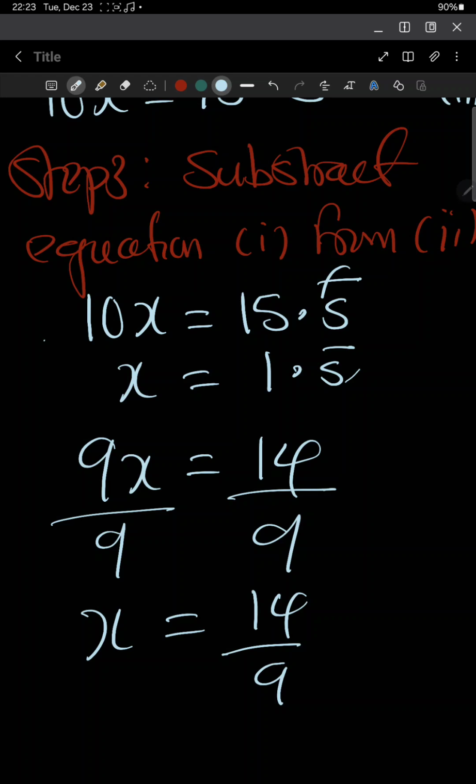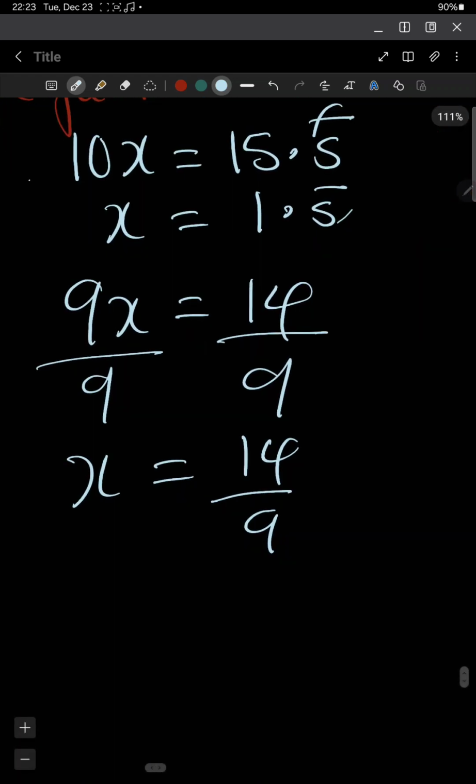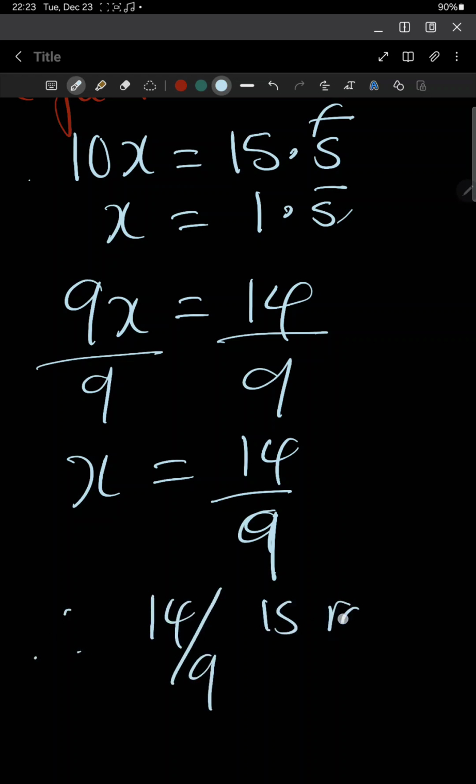Which number can enter into 14 and 9 without leaving any remainder? Apart from 1, there is no number which can enter into 14 and 9 without leaving any remainder. Therefore, this 14 over 9 is what? Rational number. The reason why I say it is a rational number is because it can be expressed in the form of a over b.